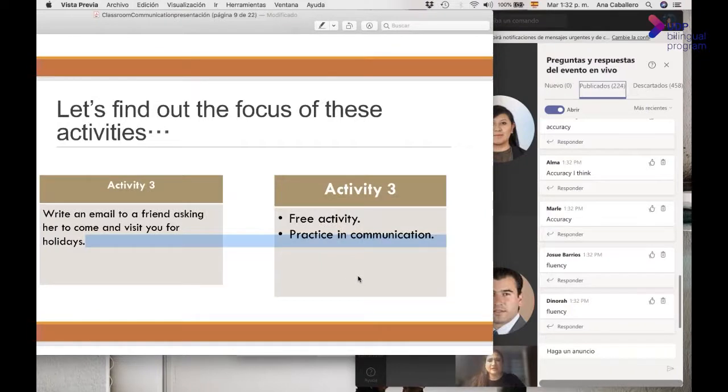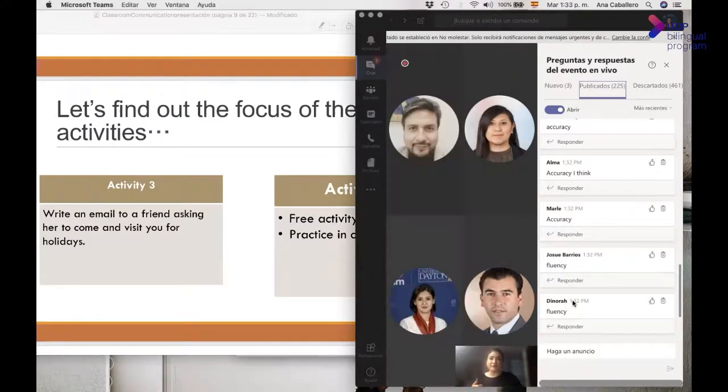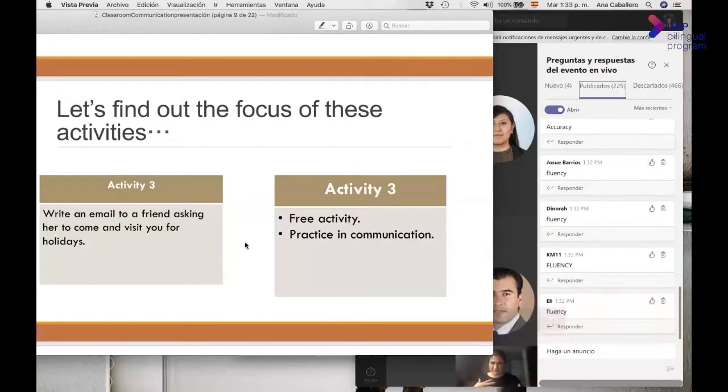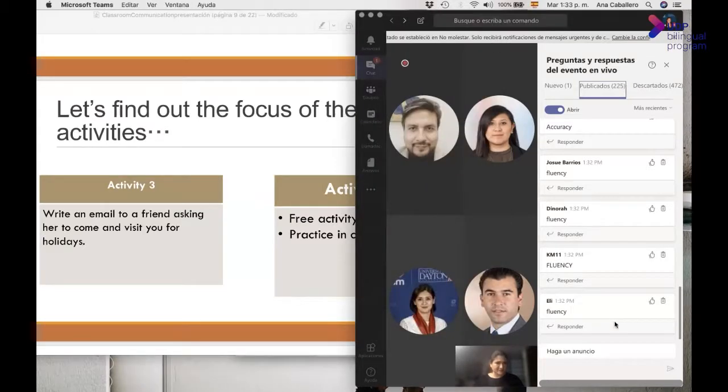Whoever said fluency, you're correct. Am I saying you're going to use certain verbs? Am I giving them restriction of language? Am I giving them talk about your plans in the holidays? Talk about the things your city has to offer. I'm not telling students to follow any grammatical rules. I'm not giving them any hints to follow a certain pattern. So it's a free activity and it's focused on fluency. So whoever wrote fluency, you're correct.